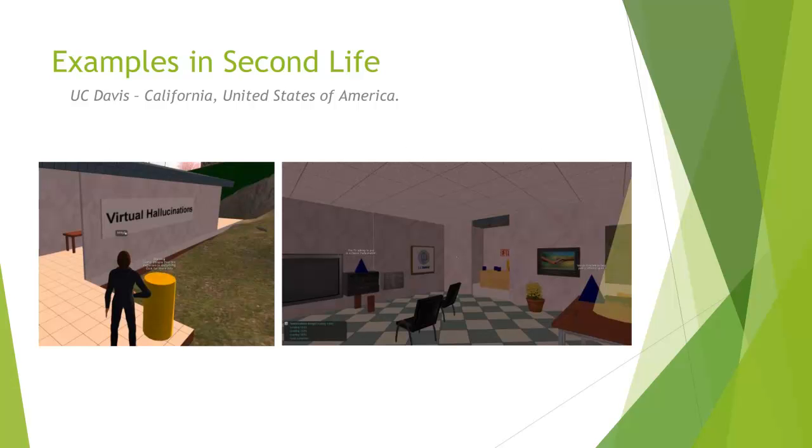Aside from these examples of scenario-based learning and problem-based learning in Second Life, Second Life has also been used to simulate a perspective of a patient, which can give students valuable insight during their diagnosis. One example is the UC Davis Virtual Hallucination Space in Second Life, which allows a resident to experience the inner psychological state of a patient that suffers from schizophrenia.